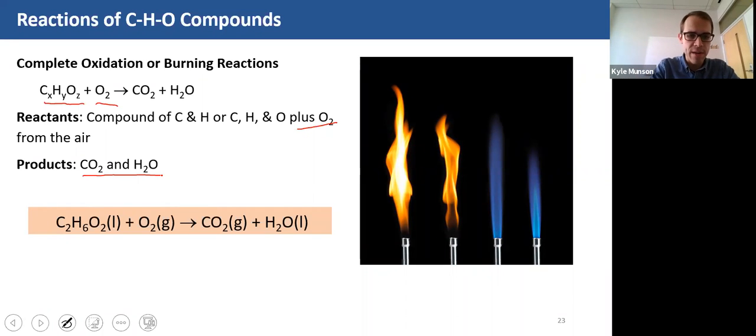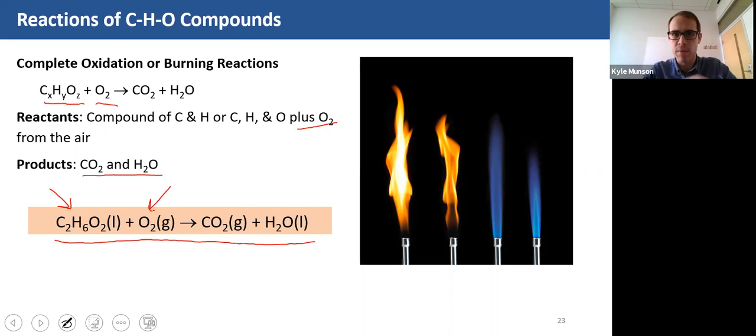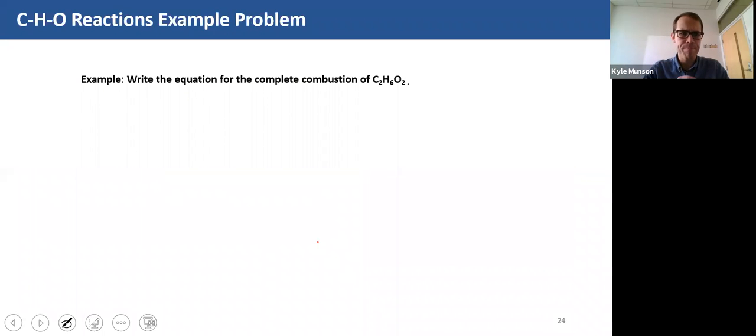So here's an example of a reaction. This isn't balanced, but here's the reaction shown here. Where we have this carbon, hydrogen, and oxygen compound plus oxygen, that's our reactants, gives us always CO2 and water, okay? So the product side of things is pretty easy. And the reactant side of things, you're pretty much given everything. You just have to remember to write it down and then to balance the equation. So let's just do some examples together.